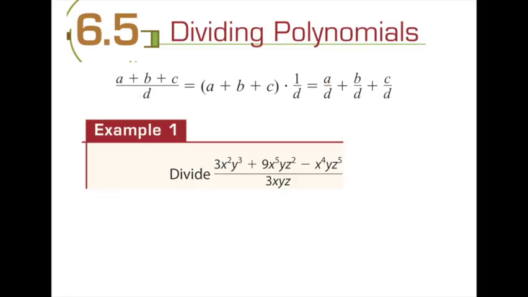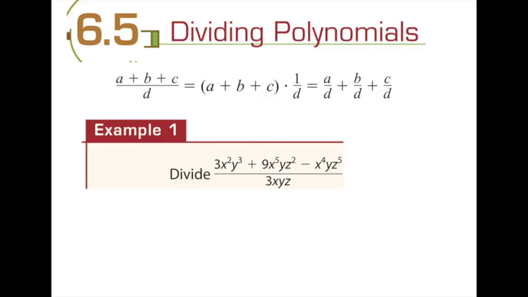So if I have a plus b plus c over d, I can put each piece, a over d plus b over d plus c over d. Well, that helps us sometimes when it looks like this. Because if I want to divide this whole thing by this 3xyz, I can put each piece over it. And then each of those pieces look like what we did for bell work. We're just going to reduce it.